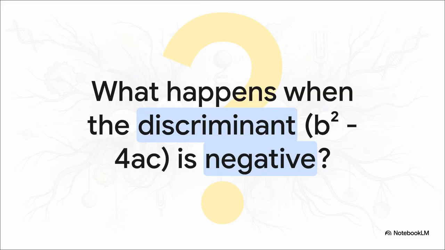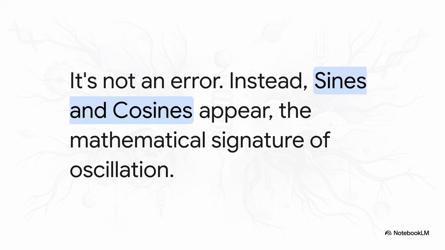So picture this. You're working through a differential equation, it's all going fine, and then you get to the characteristic equation. You go to calculate the discriminant, that good old b squared minus 4ac, and bam, it's negative. So, what now? I mean, you can't take the square root of a negative number, right? Does that mean you messed up somewhere? Nope, it's not a mistake at all.